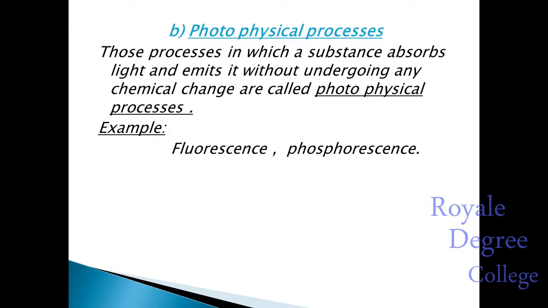The second process is the photophysical process. Those processes in which a substance absorbs light and emits it without undergoing any chemical change are called photophysical processes. Examples are fluorescence and phosphorescence.